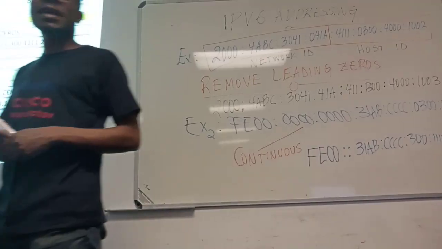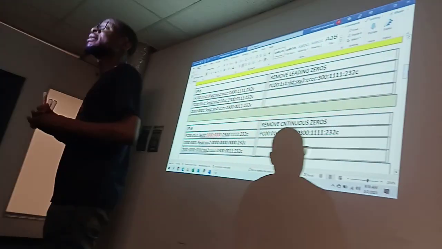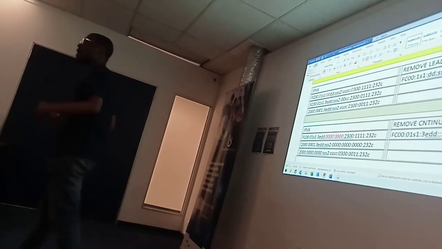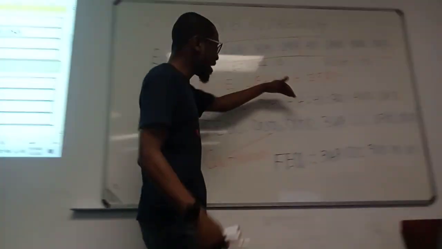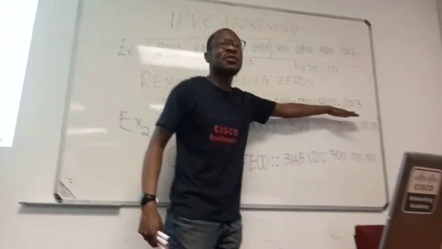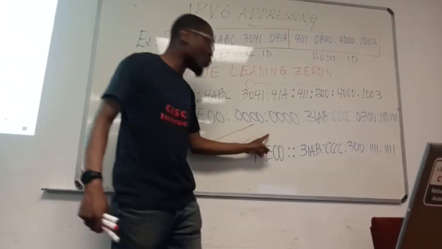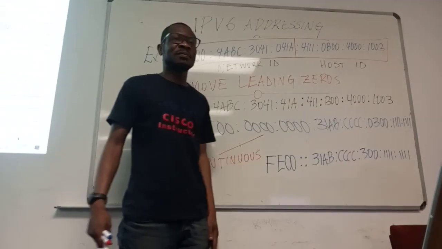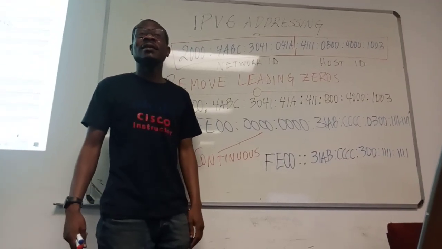This is how it says, right? So the continuous zeros, you replace them by double colon, right? But don't replace twice. You can only replace once. Did you understand? Suppose there are other continuous zeros here. When you already did it once, you must keep those ones, right?